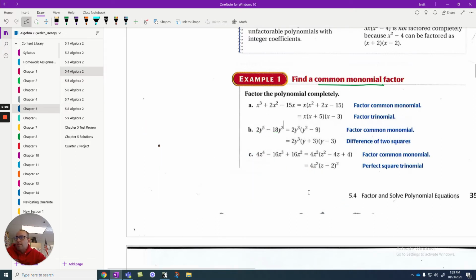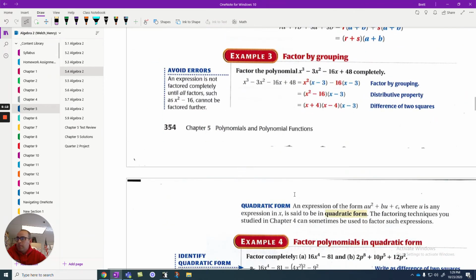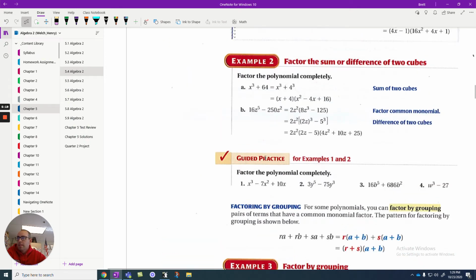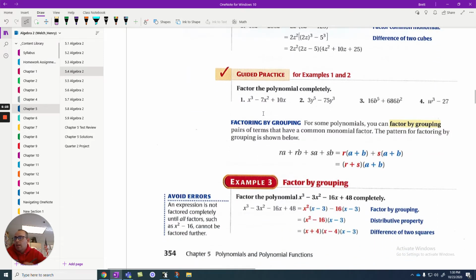So those are examples of how we pull common terms out first, the GCF. And so we're going to see some of those to begin with, like here. If we go through this guided practice in an example right here, okay, if you look at number 1 right here, we notice they all have an x in common. So if I pull that x out, that would leave me with x squared minus 7x plus 10.